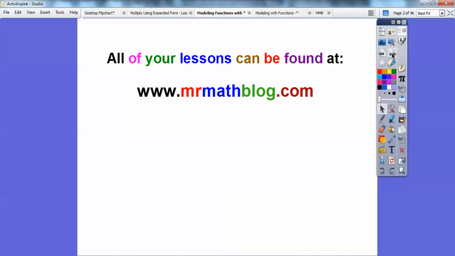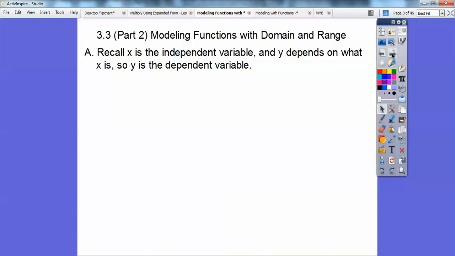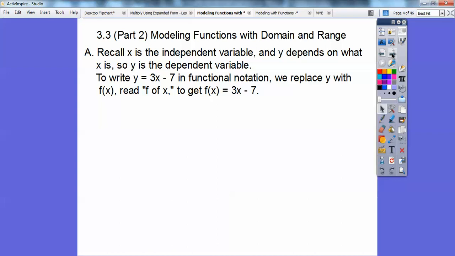Okay, so recall x is the independent variable and y is the dependent variable, and it depends on what x is. So to write y equals 3x minus 7 in functional notation, we replace the y with f of x. This reads f of x. So instead of having y, we just put in f of x. So here it is, f of x equals 3x minus 7. This is function notation. When the book asks you to do that, you just replace y with f of x.